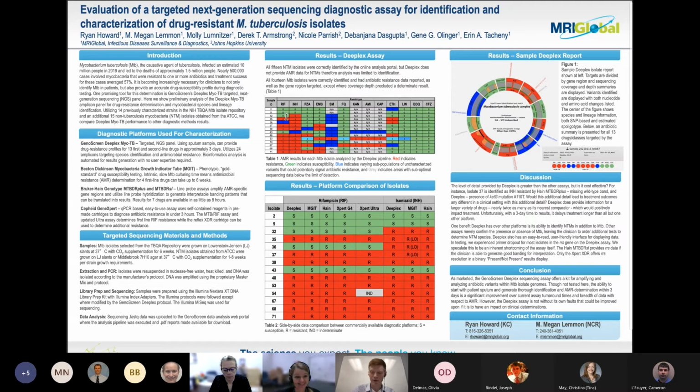And today we're going to be presenting our poster, Evaluation of a Targeted Next-Generation Sequencing Diagnostic Assay for Identification and Characterization of Drug-Resistant Mycobacterium tuberculosis isolates, which is a mouthful. But really what this poster and this project was, was a bit of a consumer report for a diagnostic assay as part of our NIH TBQA program.